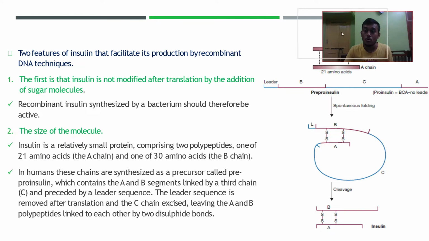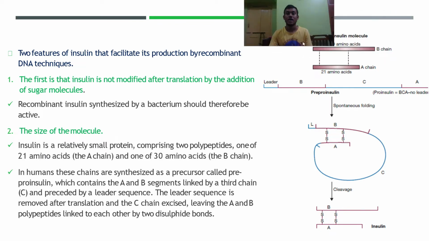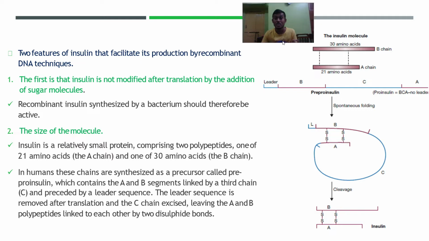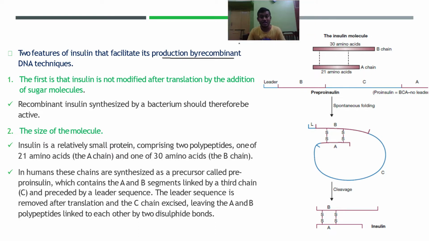How can insulin be produced in a recombinant mode, using gene cloning to produce more and more recombinant insulin? There are two features of insulin that facilitate its production by recombinant DNA techniques. Insulin is very versatile, so it can be used for production by recombinant means.